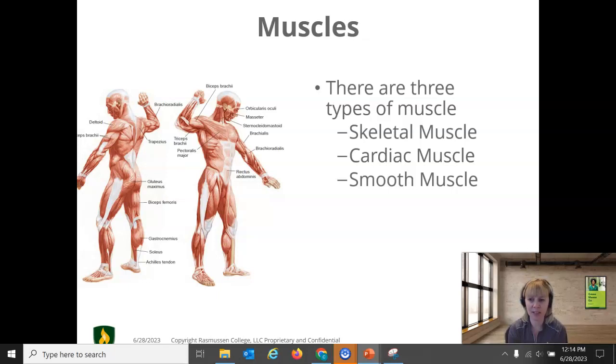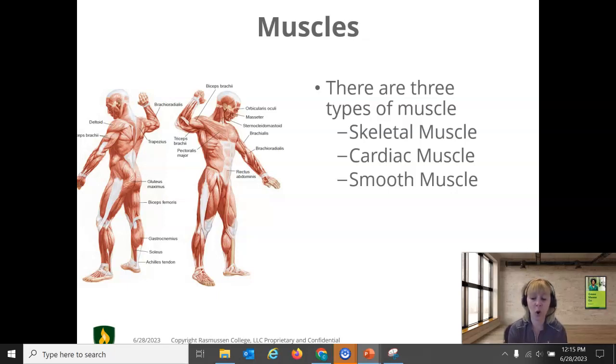We have skeletal muscle, which is also called voluntary or striated muscle. They are the muscles that are under voluntary control. So for example, those on the bones of your arms and your legs.